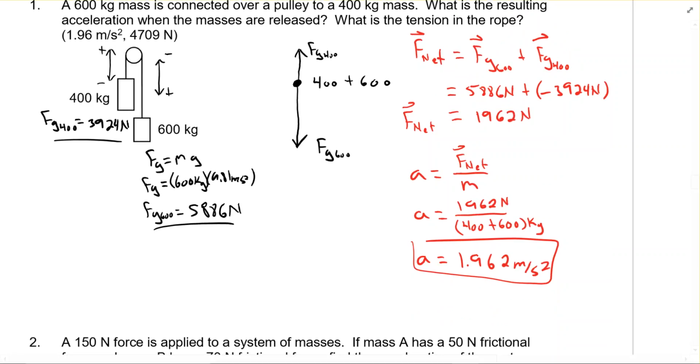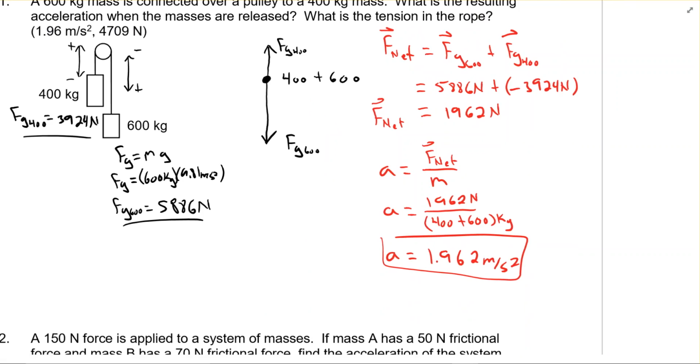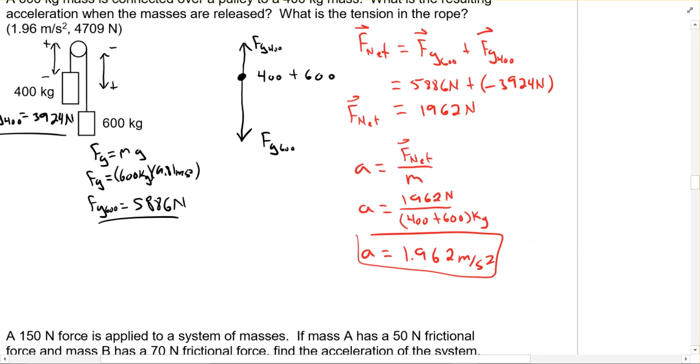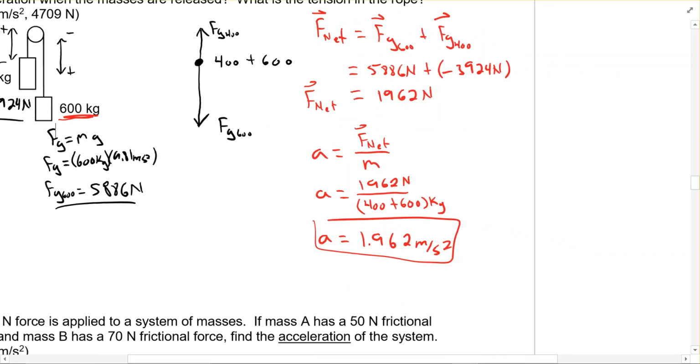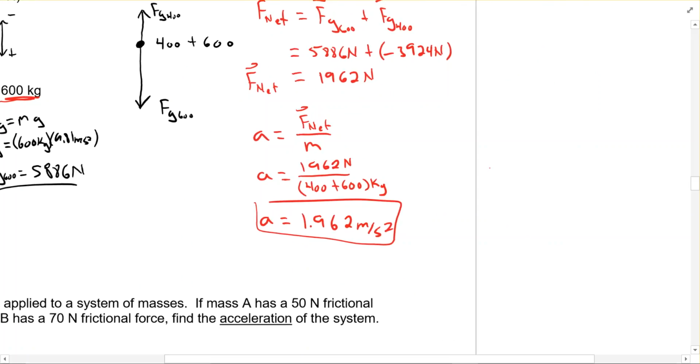Now I wish I would have left more room. I'm taking up way more than I need to. Now for the tension part of it, we're going to look at just one of the masses. I'm going to choose the 600 kilogram one because we can just keep down as being positive, so we don't get messed up with that. So let's draw a free body diagram for that one. Down is going to be Fg 600. Up is going to be our force of tension.